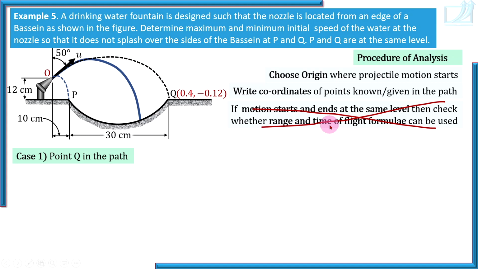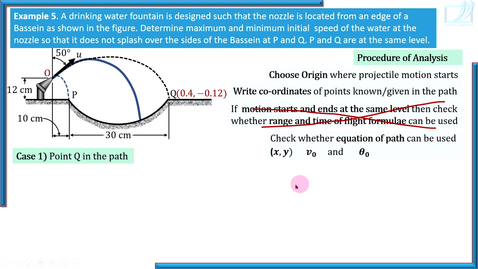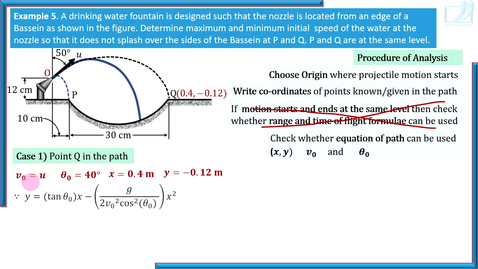If motion starts and ends at the same level, of course not. Check whether the equation of path can be used. Yes, coordinates of point Q are given, V0 is to be found out, and theta 0 is given, that is 40 degrees. Theta 0 is the angle made by initial velocity with horizontal. So put the values here. V0, theta 0, x and y we are going to put in the equation of path.